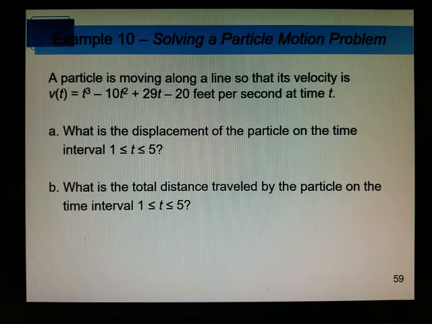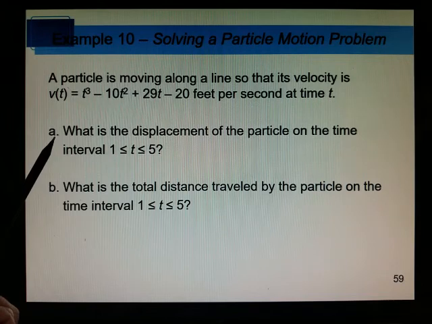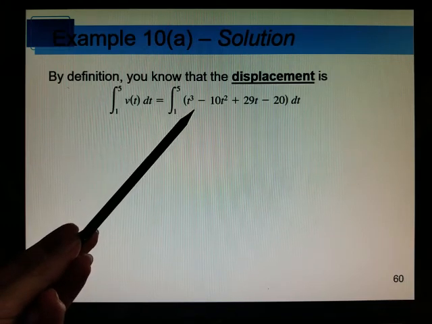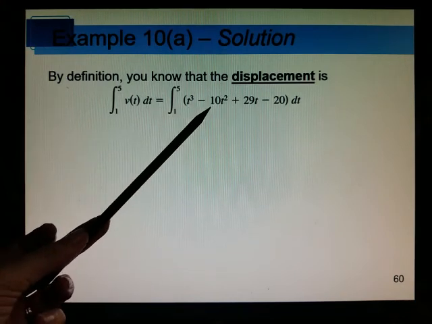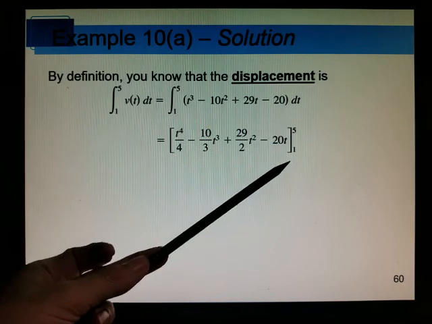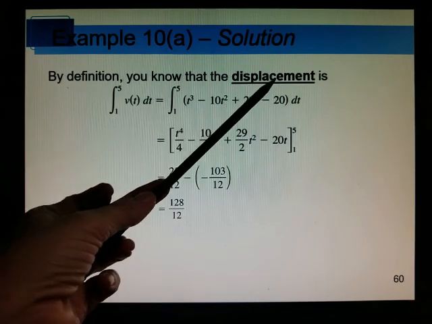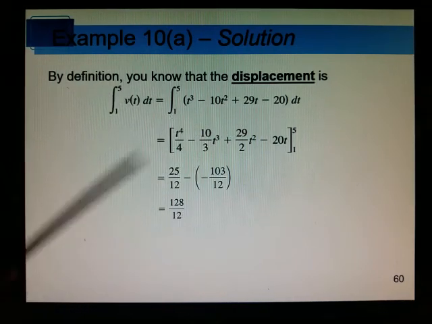So for your example, a particle is moving along a line such that its velocity is given by this formula in feet per second. What is the displacement of the particle on the time interval from 1 to 5? So the displacement just means to literally take the integral from 1 to 5 of your function. So that'd be t to the 4th over 4, 10t to the 3rd over 3, 29t squared over 2, 20t, plug in 5 minus plug in 1. All right, so that's your displacement. So for the displacement, you literally just integrate from 1 to 5 of your function, plug in the top minus the bottom.